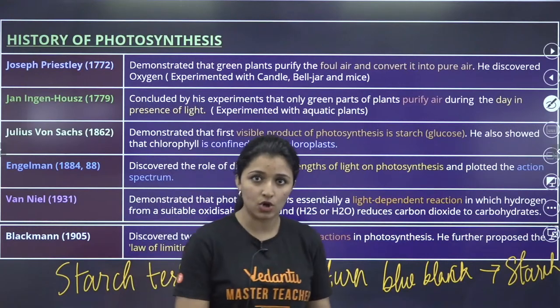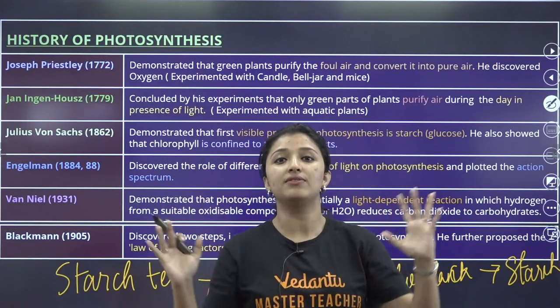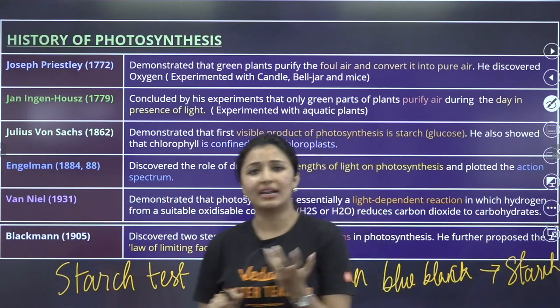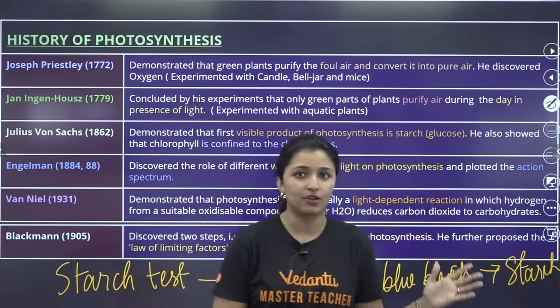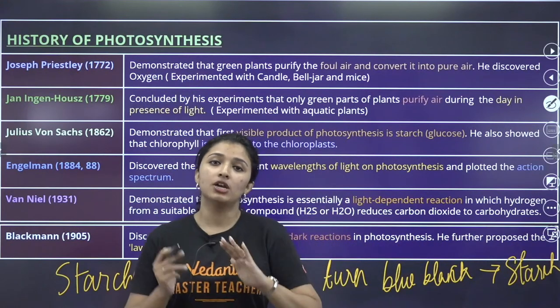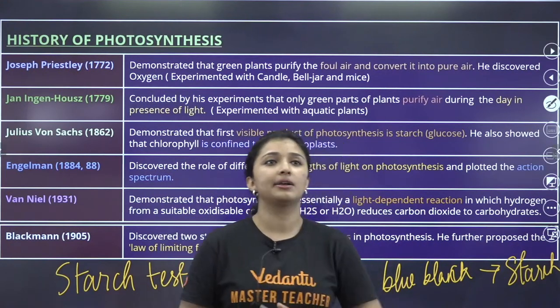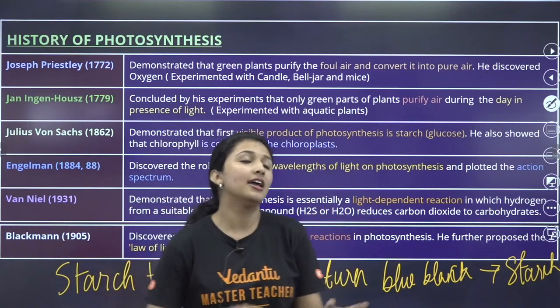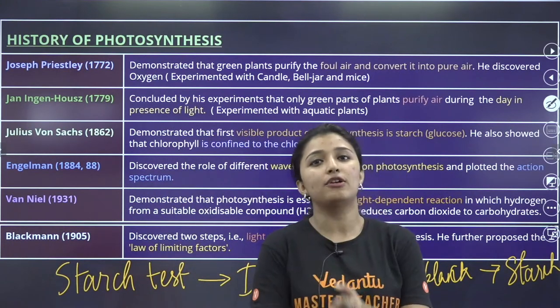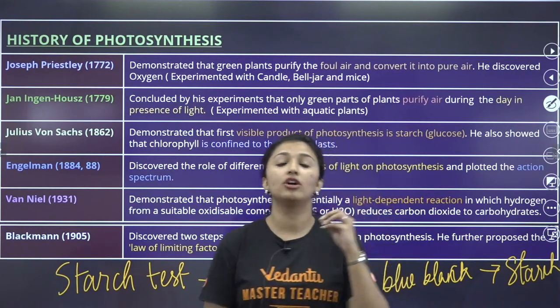He had a candle lit, and he covered the candle with a glass bell jar. What happened is, it got extinguished. Obviously, now we know it is because of lack of oxygen, but then he didn't know. So, it got extinguished and later he thought, let's keep a mouse also inside. I know, crazy thinking. He kept a mouse inside and he found that when the mouse was there, the candle got extinguished faster.